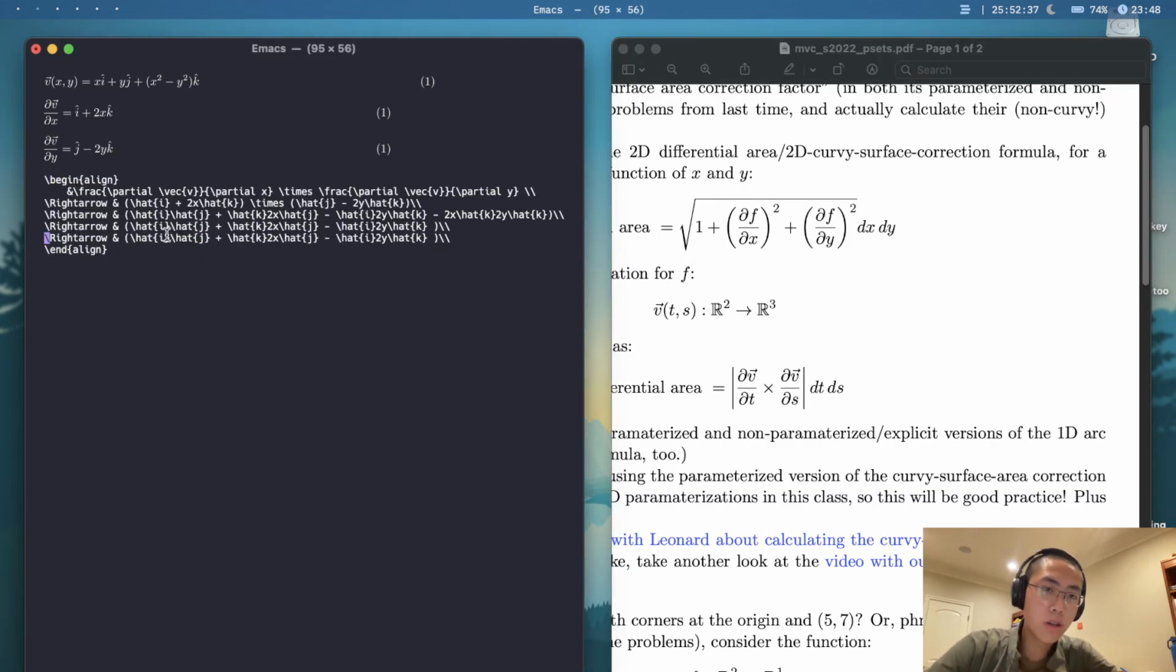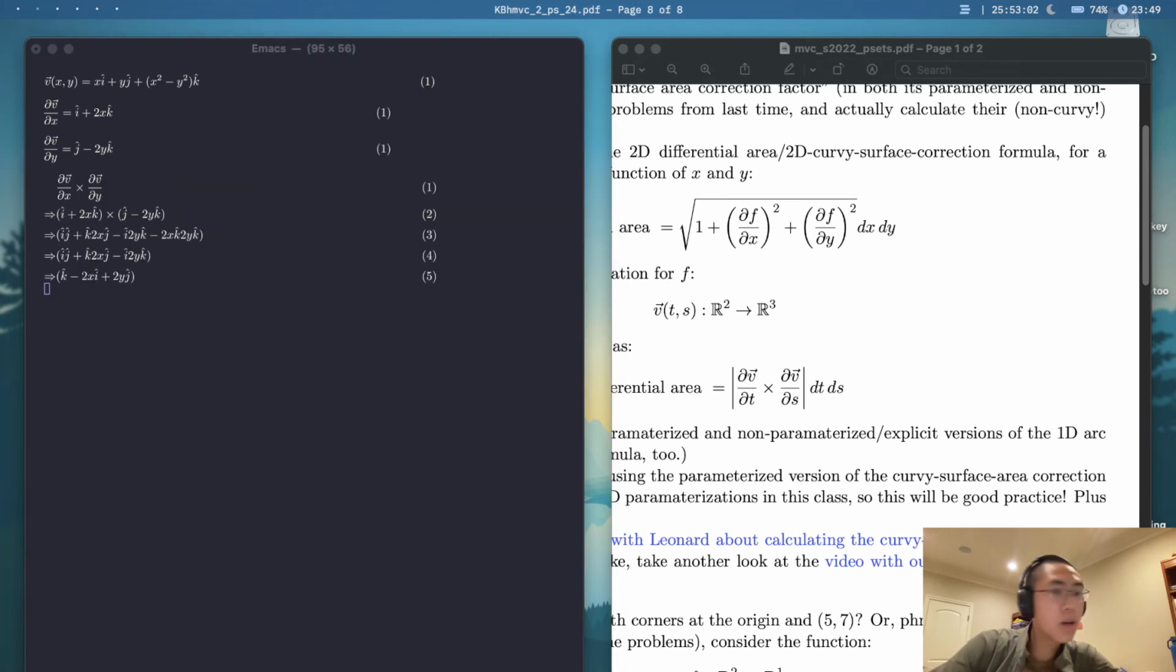So then, i cross j is k. k cross j, well, that's going backwards, is negative i. And i cross k, that's going backwards again, is positive j. Actually, let's put the j right there. Awesome. Okay, so give me a moment to make sure I didn't screw up. I didn't. Actually, no, maybe I did. No, I didn't. Great. I didn't screw up.